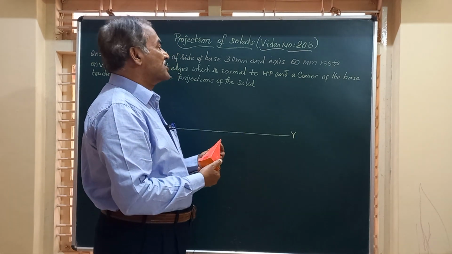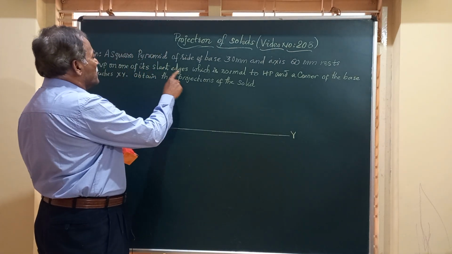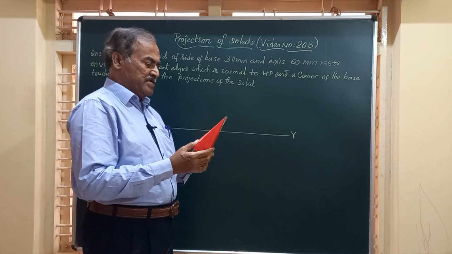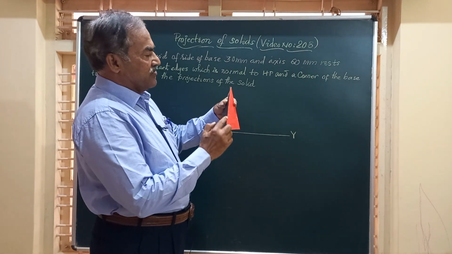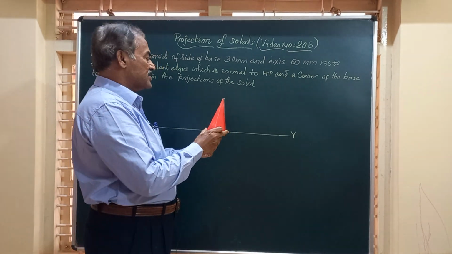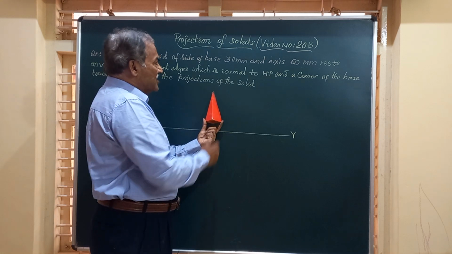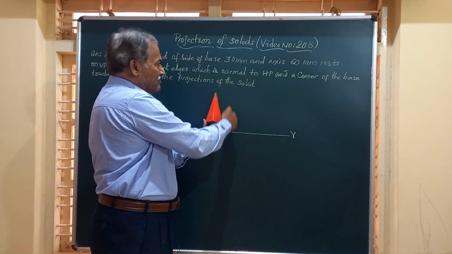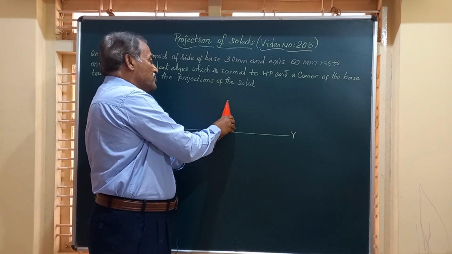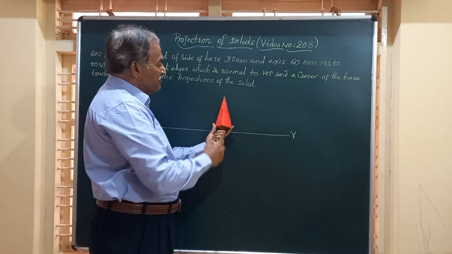are isosceles triangles. Friends, he says it rests on VP and one of its slant edges is normal to HP. Finally, he wants a solution when one of these slant edges, there are four slant edges, one of the slant edges should be on these. So, that should be perpendicular to HP, normal to HP, and a corner of that base should touch here. So, friends, this is how we are going to get finally the front view.